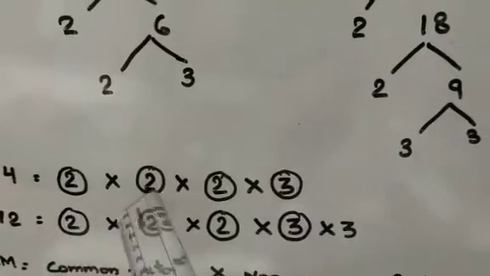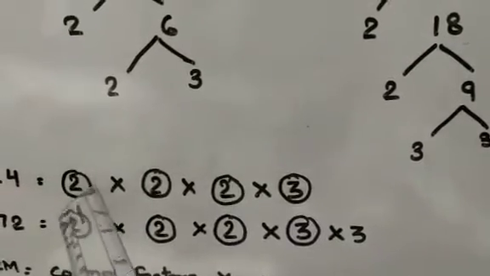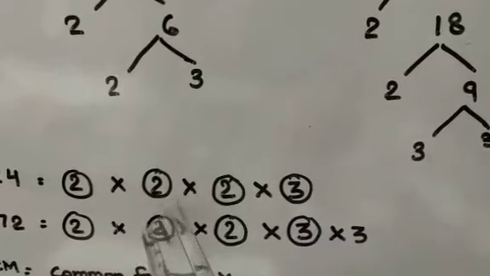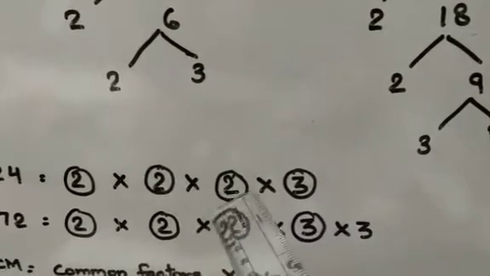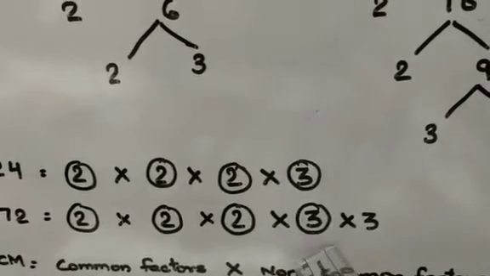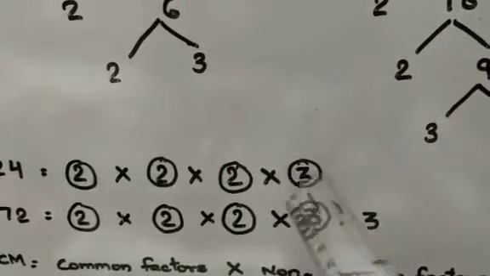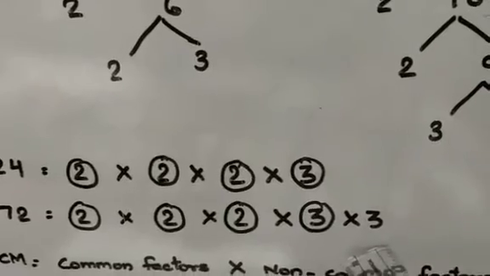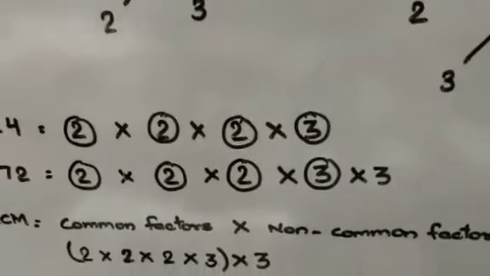So circle all the common factors. These are the same, so circle these. These are also the same, circle these also. These are also the same, then circle these also, and on both sides we have 3, circle these also. Only this 3 is left, leave it here.